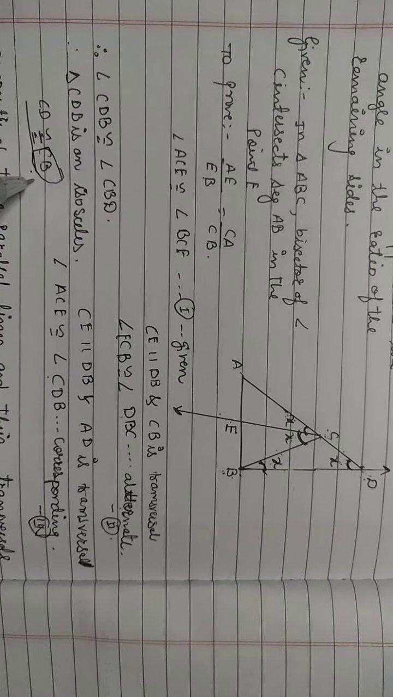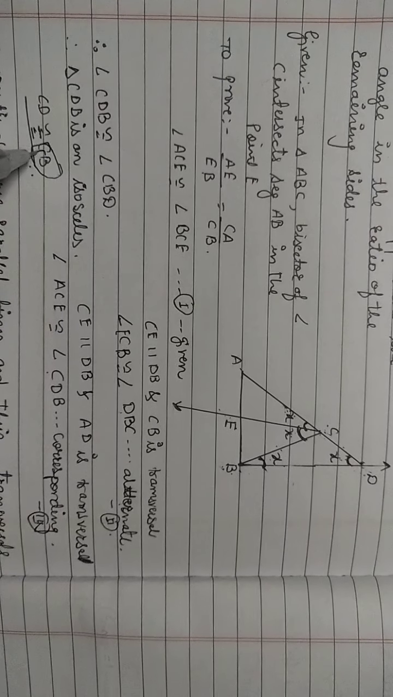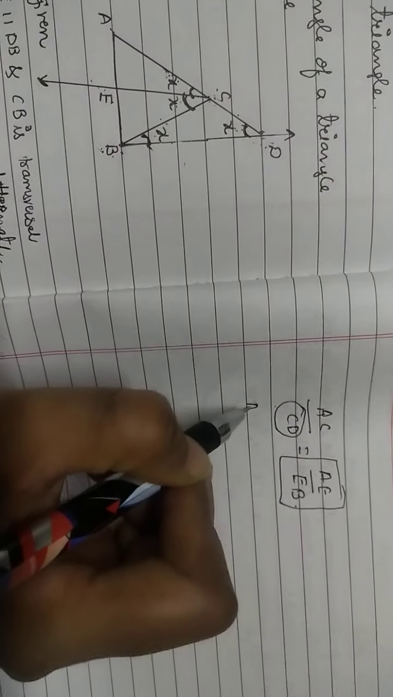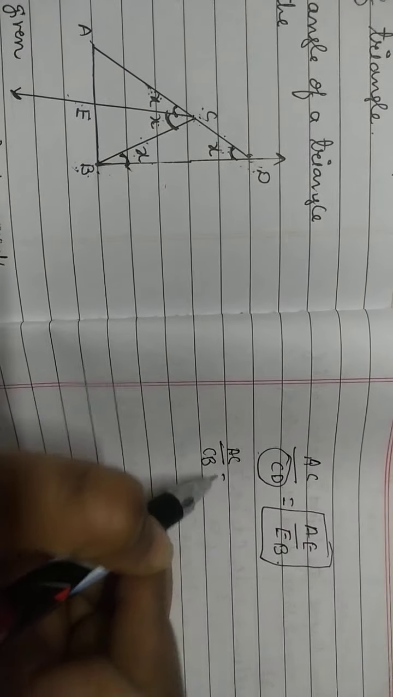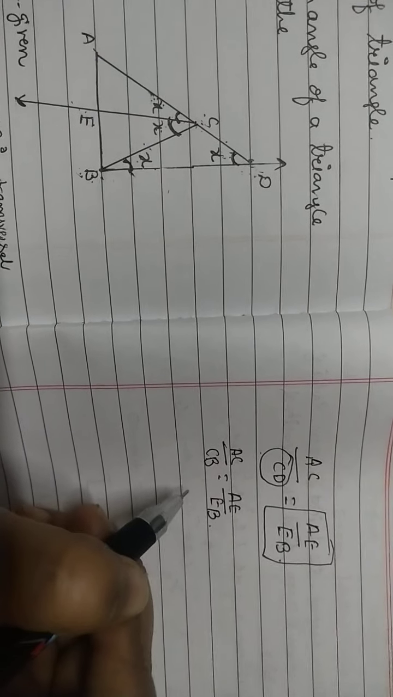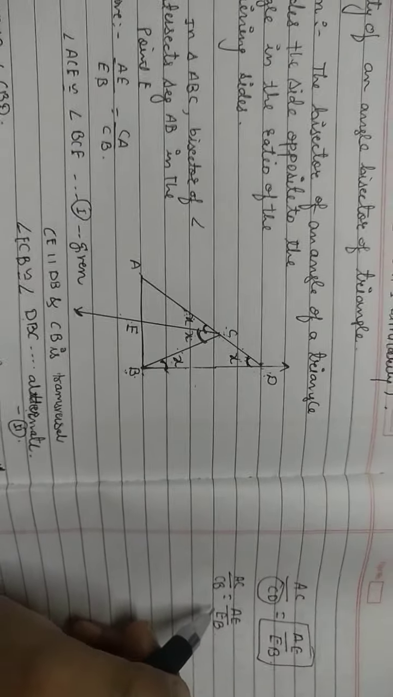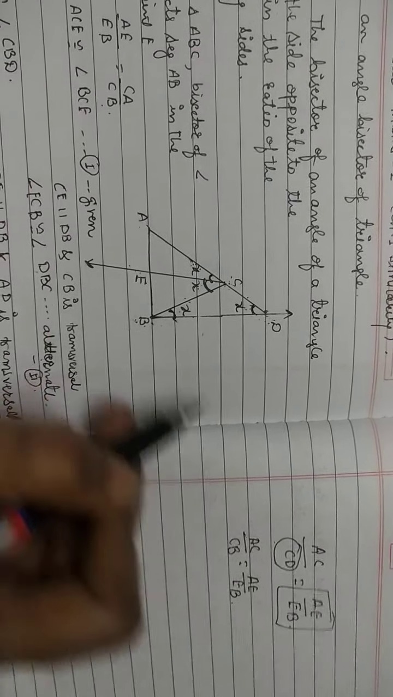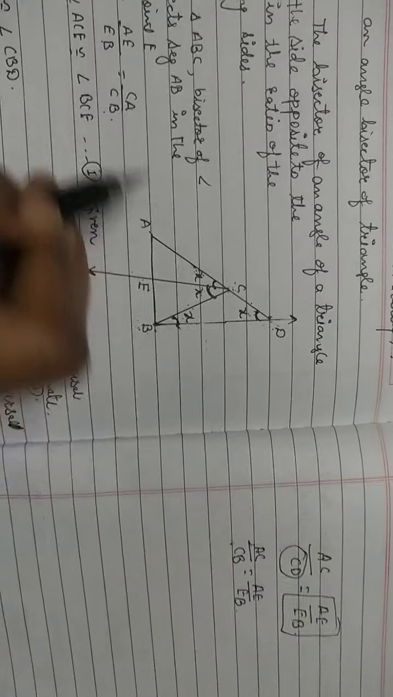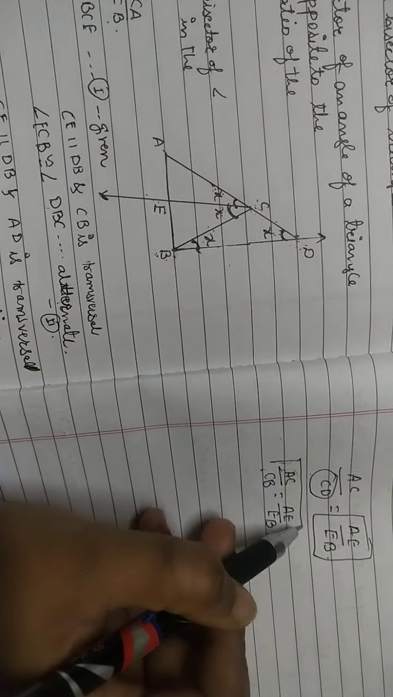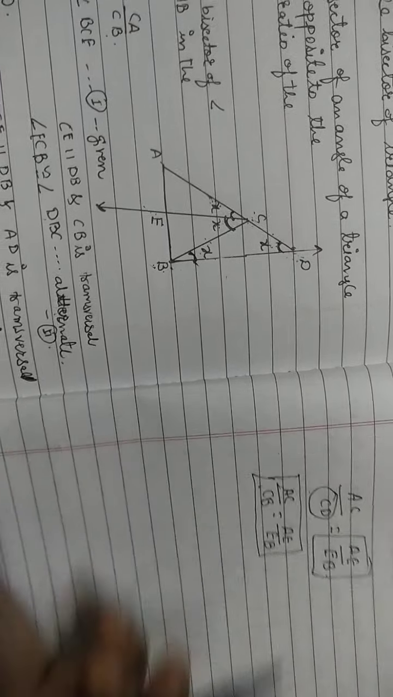Yes, I have already proved that CD and CB are equal. So in the place of CD, I can write AC upon CB equals AE upon EB. Is it so? That is what we have to prove, no? See, AC upon CB equals AE upon EB. That is what we have to prove, no? So we have proved it.